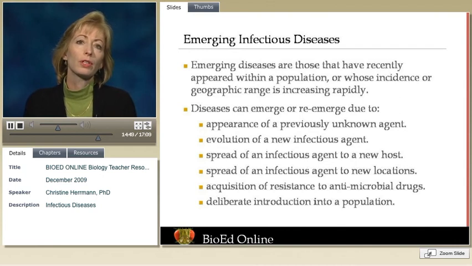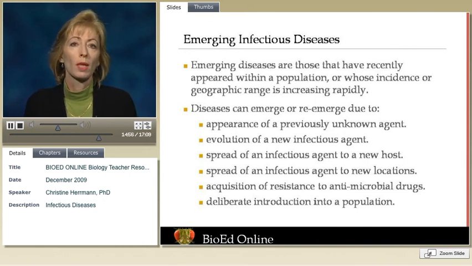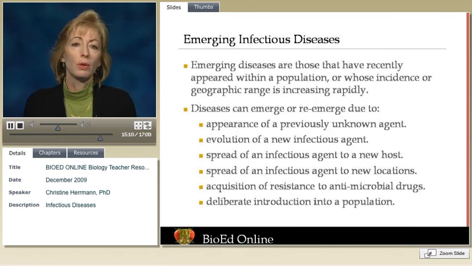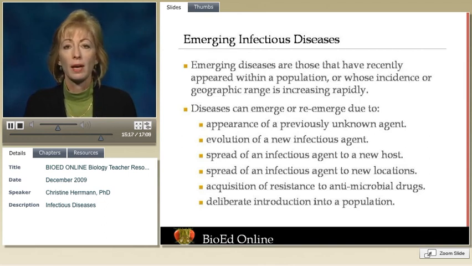Although we have learned how to control many infectious diseases, new diseases and outbreaks of old diseases continue to arise and spread. These are referred to as emerging diseases. Emerging diseases are those that have recently appeared within a population or whose incidence or geographic range is rapidly expanding. When the emergence of a disease is due to a new agent, it is referred to as an emerging disease. And when the emergence is due to a disease whose incidence had declined in the past, but has again reappeared, it is called a re-emerging disease.